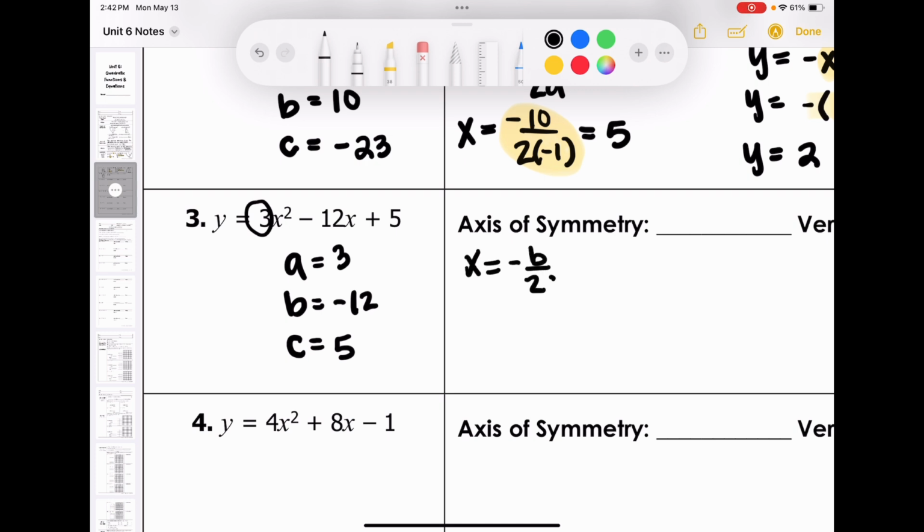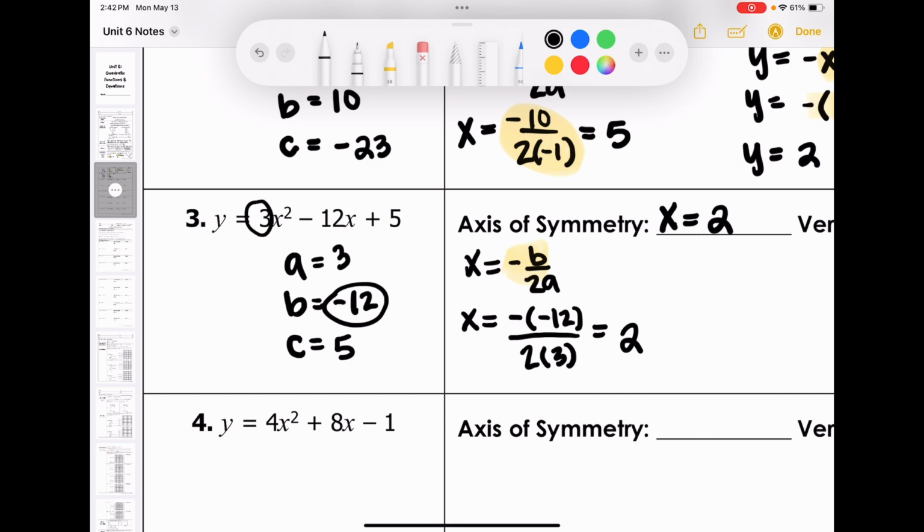All right, now since my B is negative, right here it's a -12, and then in my formula, since B is negative, I have to make sure I have 2 negative signs there. And then over 2 times 3. So when I type that fraction in my calculator, I should get a +2. So x equals +2.